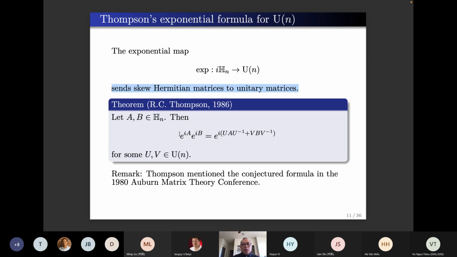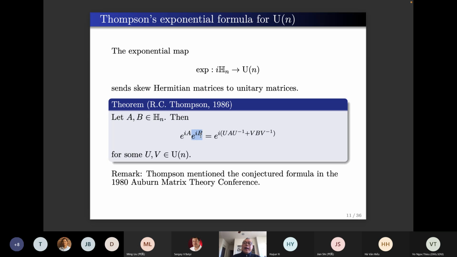But the proof relies on an announcement of someone, a Russian mathematician that I would mention. Here's the theorem. So you start with A and B, Hermitian matrices. So you have e^{iA}, e^{iB}. Both are unitary matrices because iA is skew Hermitian, iB is skew Hermitian. And as you know, unitary matrices form a group. So e^{iA} times e^{iB} would be unitary.